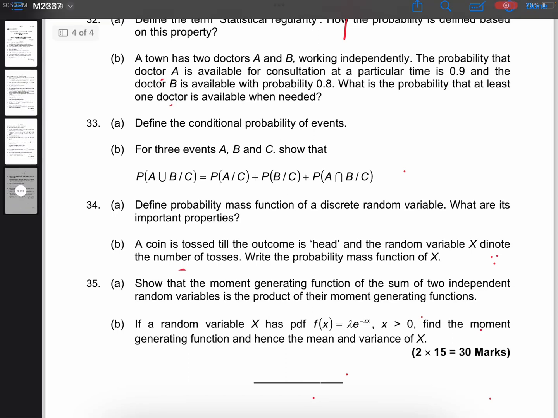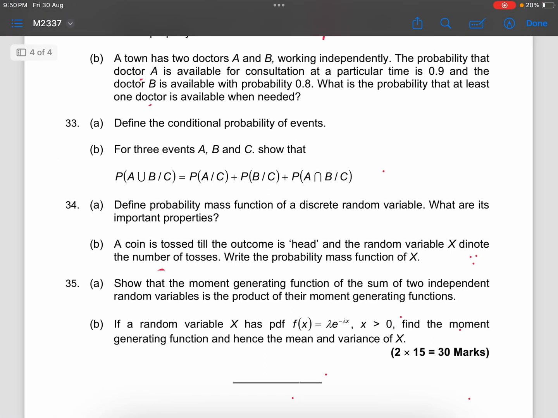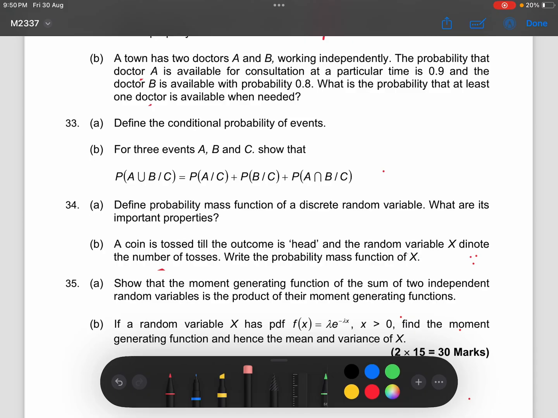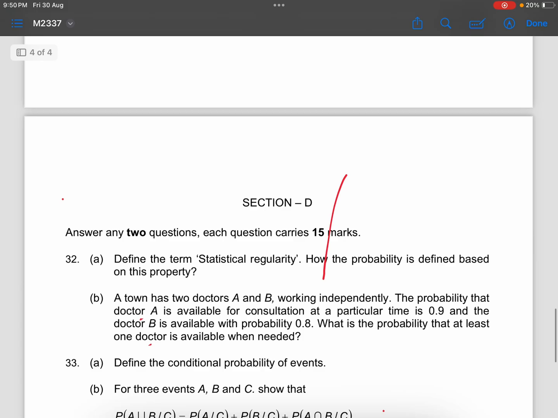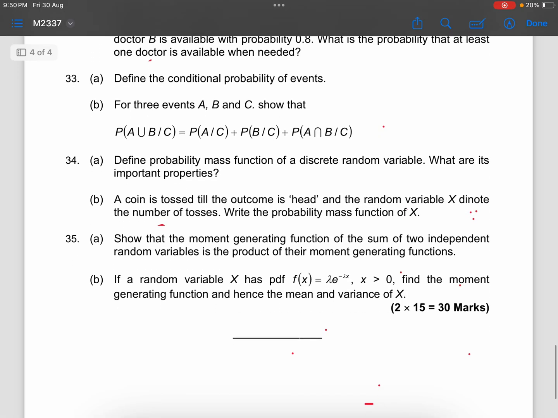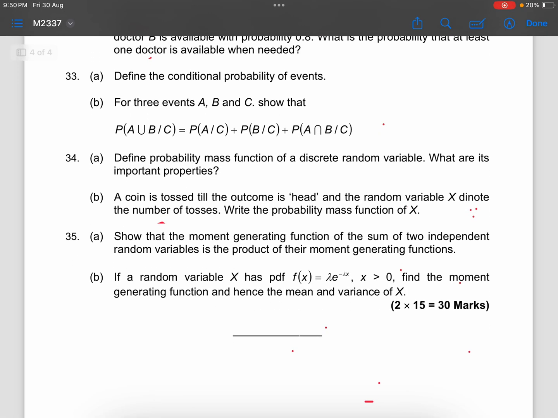Good day all. Today we are going to discuss the previous year questions. Let's start. Here we discuss section D. Each question carries 15 marks. We discuss question 35.